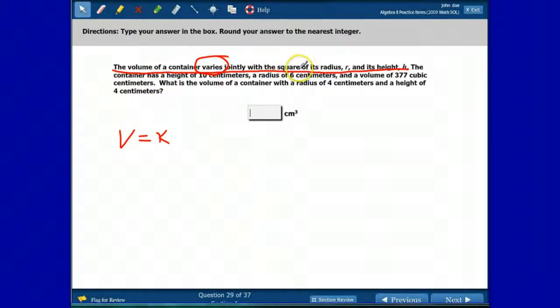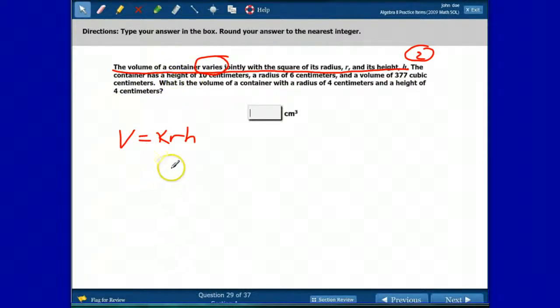Jointly with the square of the radius and the height. So since they're jointly, they're doing the exact same thing. So there's your formula. Alright, so that's the formula you're going to use. And then they'll give you enough information in the next sentence, so sentence number 2 will tell you how to get to K. So we're going to fill this stuff in.